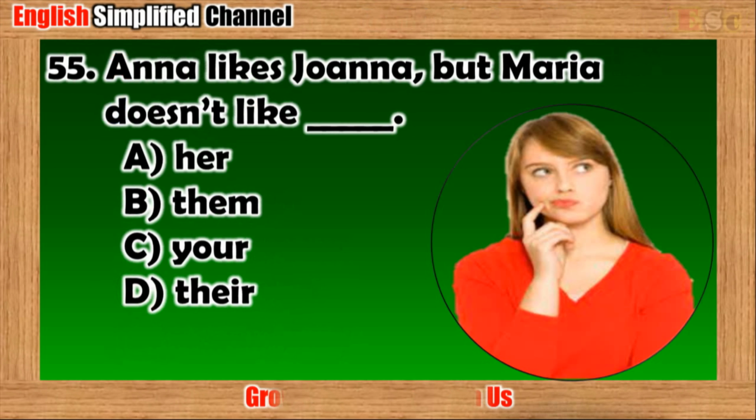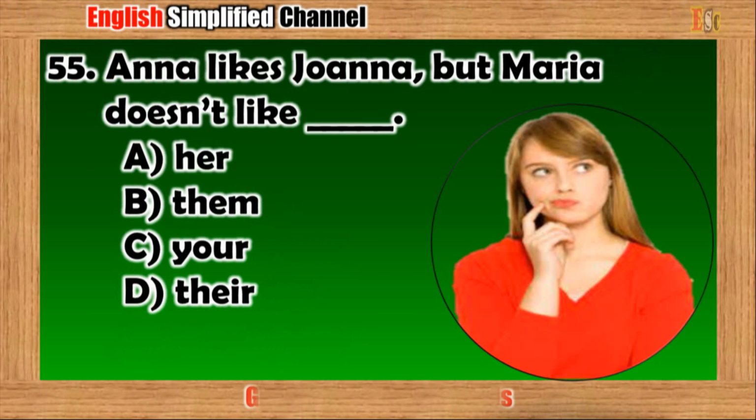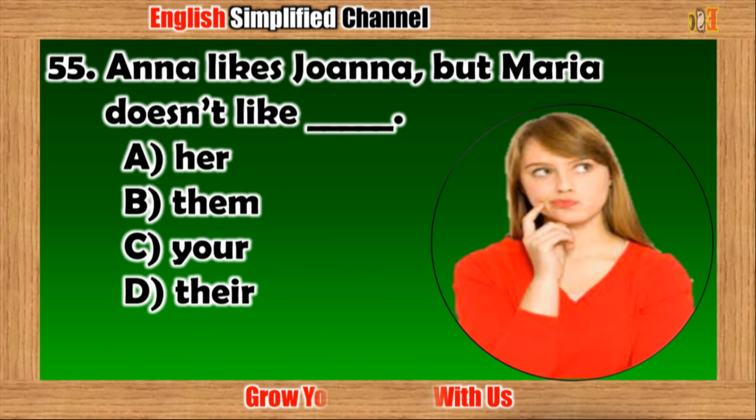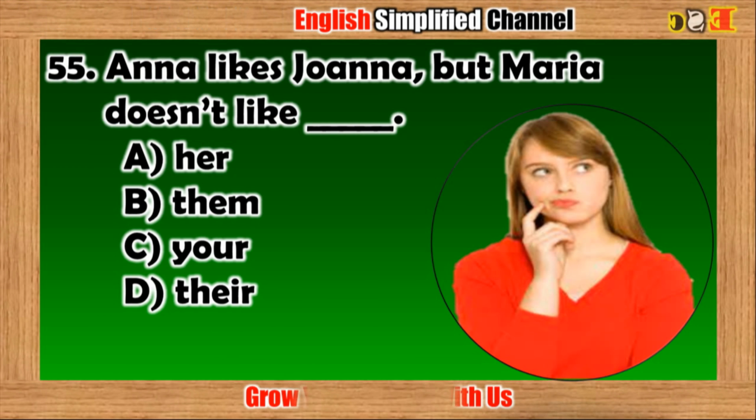55. Anna likes Joanna, but Maria doesn't like blank. A. Her. B. Them. C. Your. D. Their.